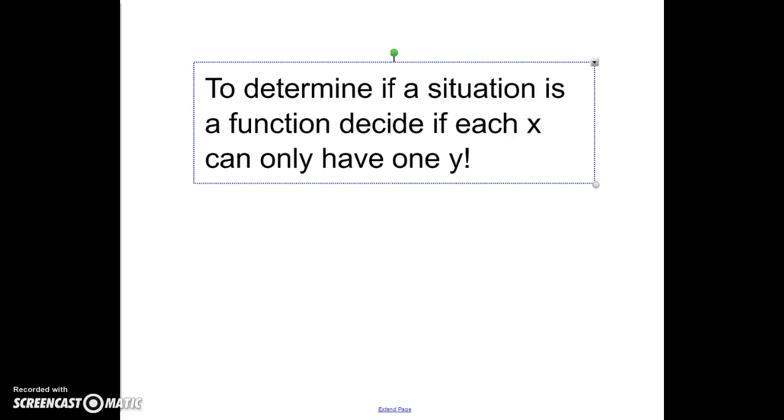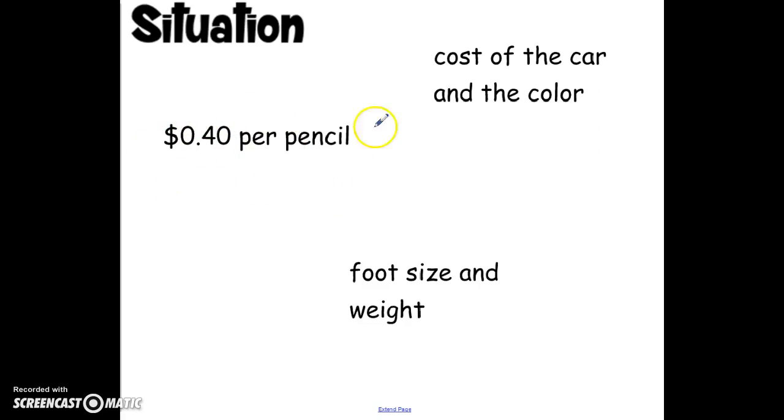The last one is to determine if a situation is a function. Decide if each x can only have one y. You kind of just have to think through this logically. Starting with 40 cents per pencil. So if I think about every time I pay 40 cents, do I only get one pencil? And that's true. I'm not going to pay 40 cents and sometimes get 1 and sometimes get 100 pencils. So thinking about every time I'm paying money, there's a set amount of pencils that I would get. So this is a function.